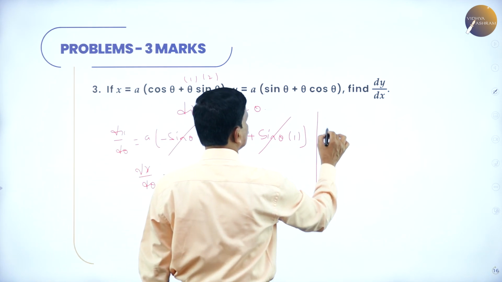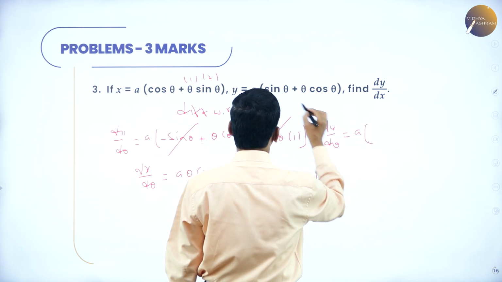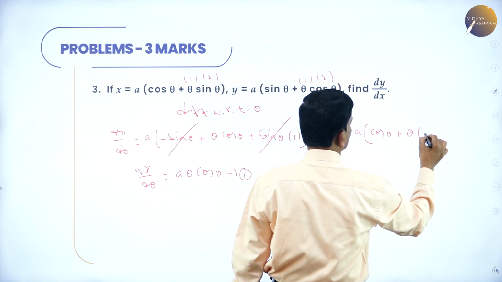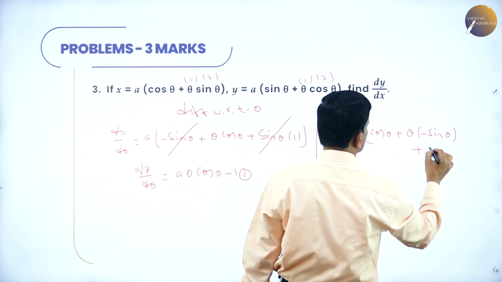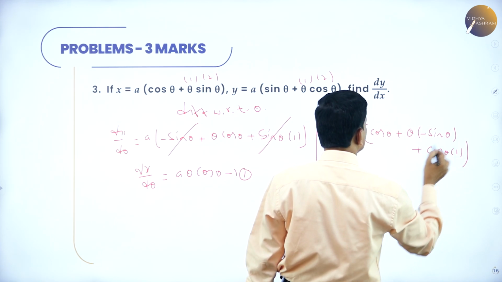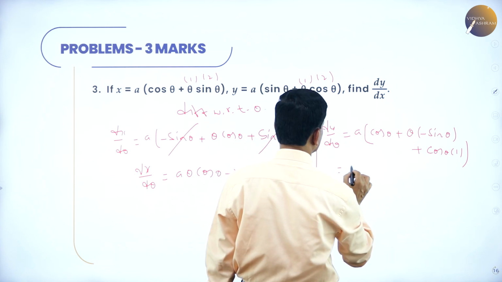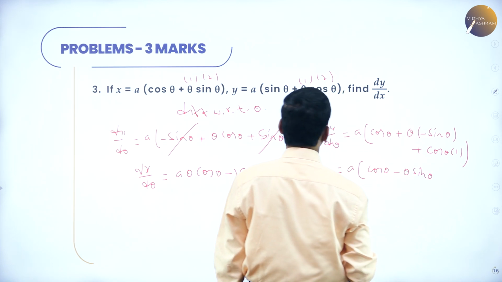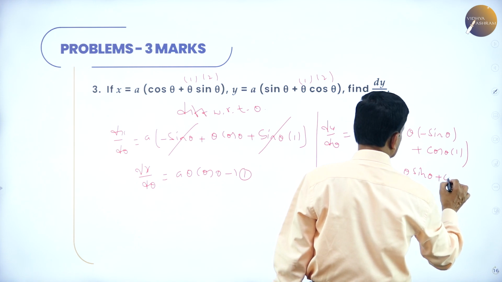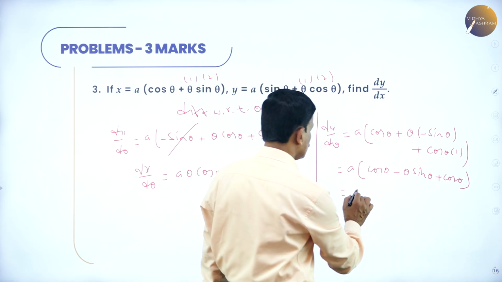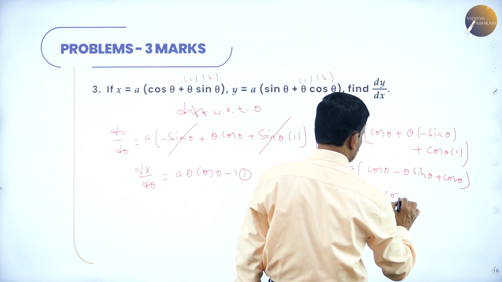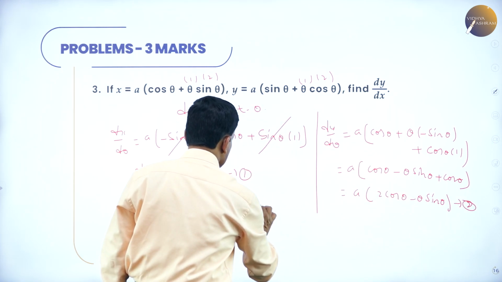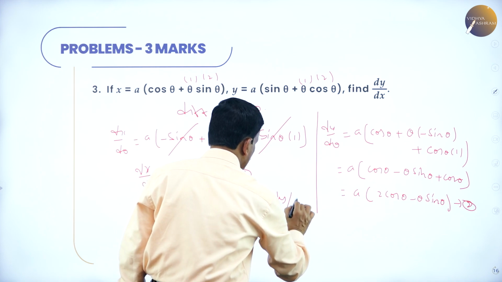On the other hand, if you differentiate this, dy by d theta is equal to a into differentiation of sin theta is cos theta, plus, again this is the product rule, first function theta into differentiation of cos theta is minus sin theta, plus cos theta into differentiation of theta is 1. So this is equal to a into cos theta minus theta sin theta, again plus cos theta. Now this is equal to a into cos theta plus cos theta is 2 cos theta minus theta sin theta, equation number 2.